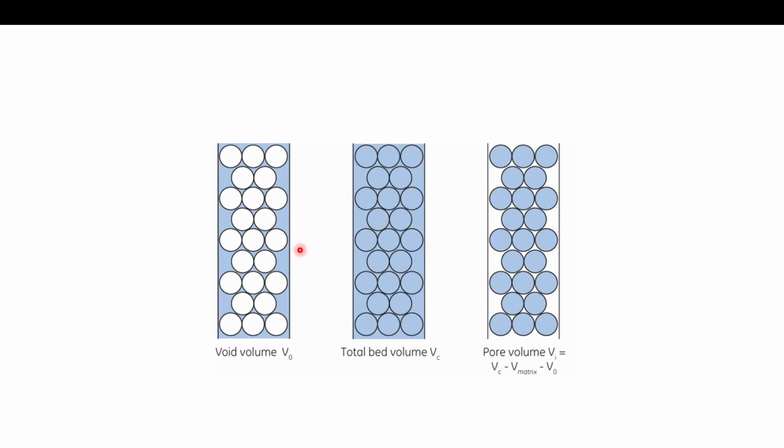So what will be the pore volume then? If we want to calculate only the pore volume, which is VI in this case, this is VC minus the volume of the matrix minus the void volume. This will be the whole pore volume, or in general, it can simply be the total bed volume minus the void volume. It will give you the volume of the pores.